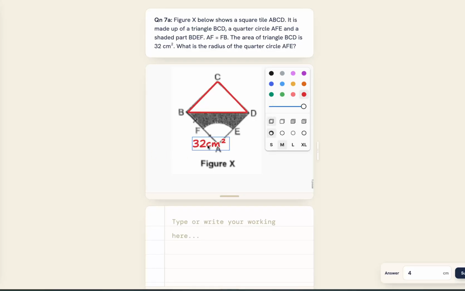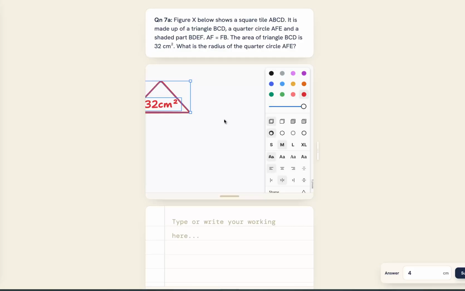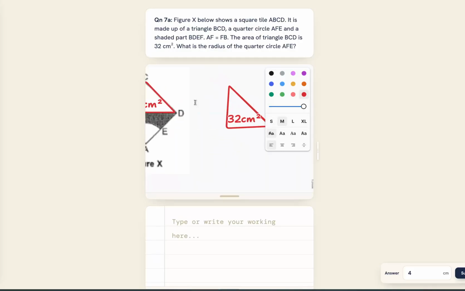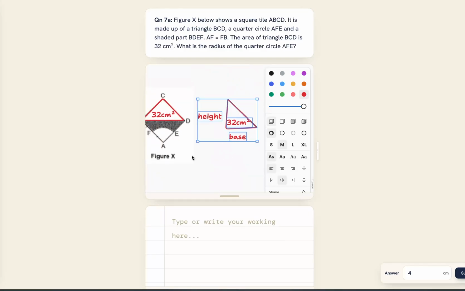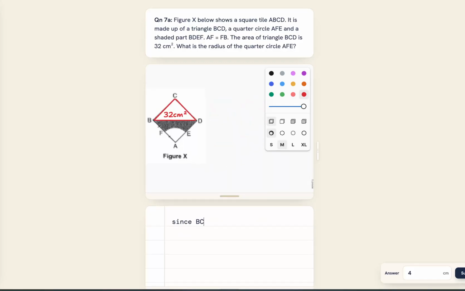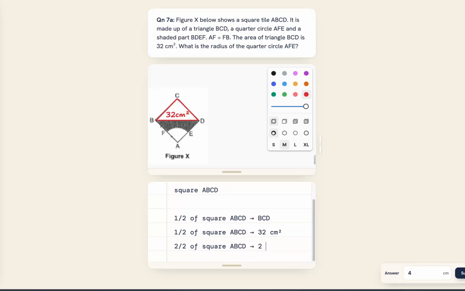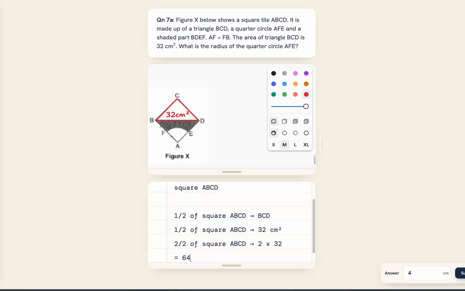So we know that BCD that's highlighted in red is 32 centimeter square. So this is basically half a square, which means that this over here, if we were to rotate it, will look something like this. It's the same. And that means we have the height and we have the base, right? So in this, pretty straightforward. Actually, the easier way is, since BCD is half of the square ABCD, that means BCD equal to half of ABCD square. That means the full square of ABCD is basically 2 times 32. This will give us 64 centimeters square.